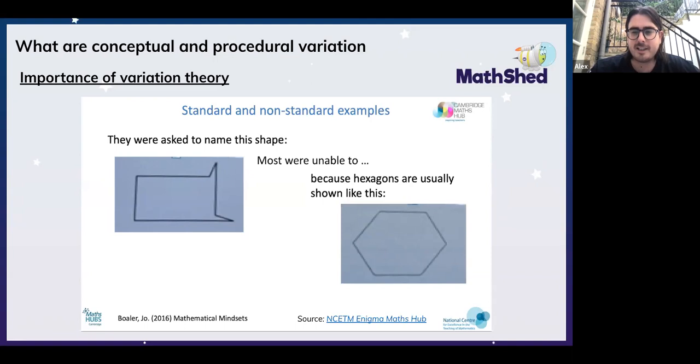So unless you build variation into your practice in general, and it's just a mainstay aspect of your classroom practice, children will be sidelined by questions like this. So this irregular shape on the left-hand side is a hexagon, but children were unable to say that because in all of the textbooks and worksheets that they'd been shown up to that point, they'd only ever seen this relatively regular hexagon represented.